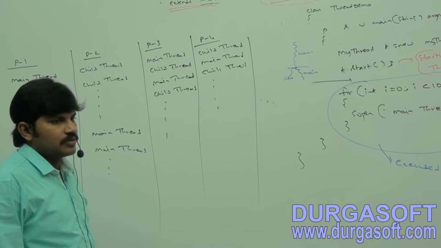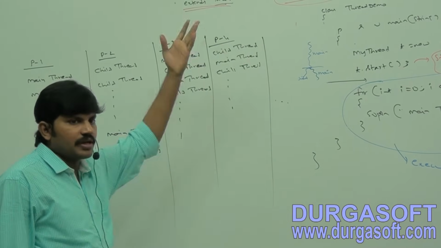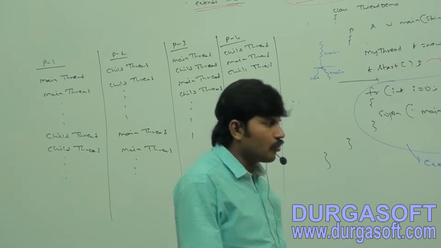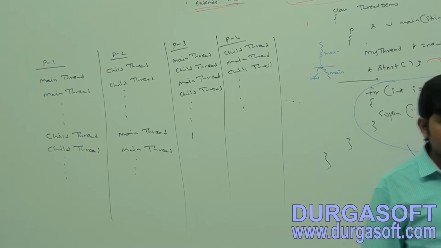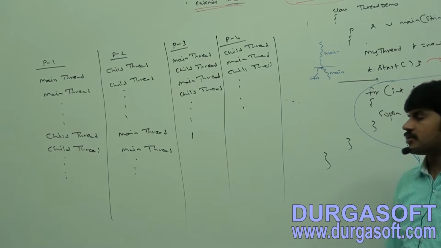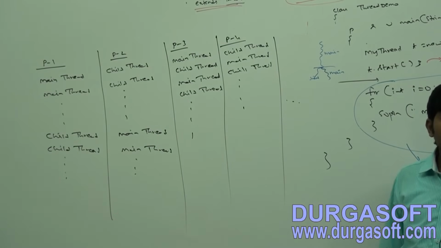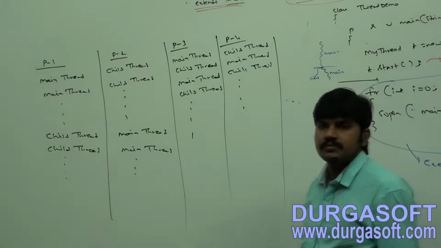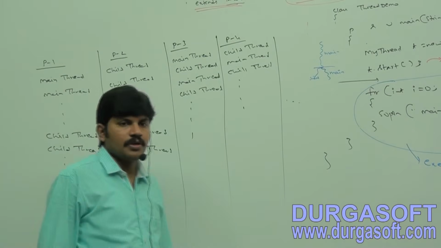It need not be exactly these; we can still define several possible outputs. Main thread 2 times, child thread 2 times, main thread 2 times. Any combination of main and child is a possible output. Are you able to understand that?